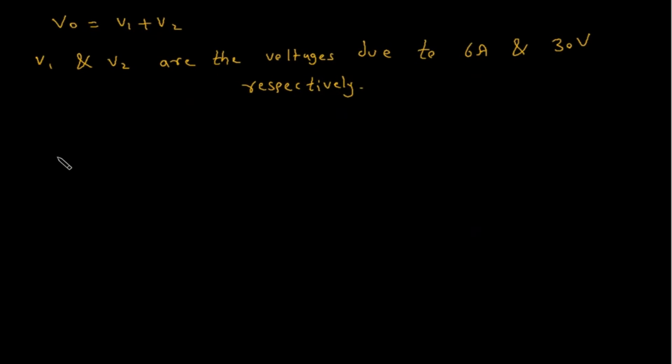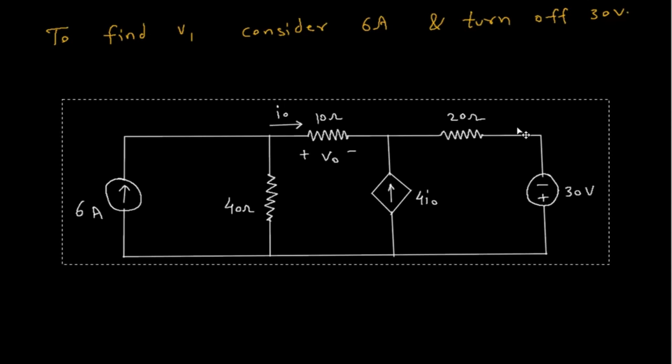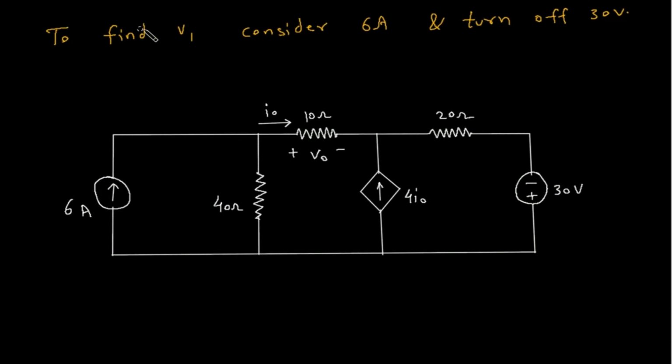Now to find V1, we will consider this 6 ampere current source and turn off the 30 volt voltage source. So this will be V1. This is a voltage source, so it will be short circuited when turned off.